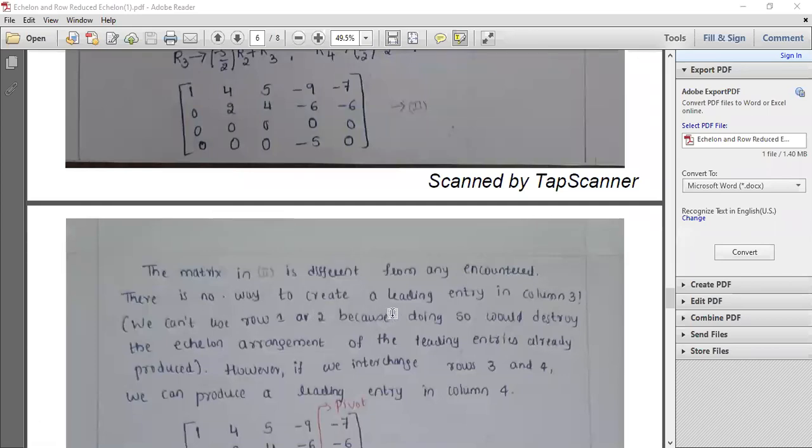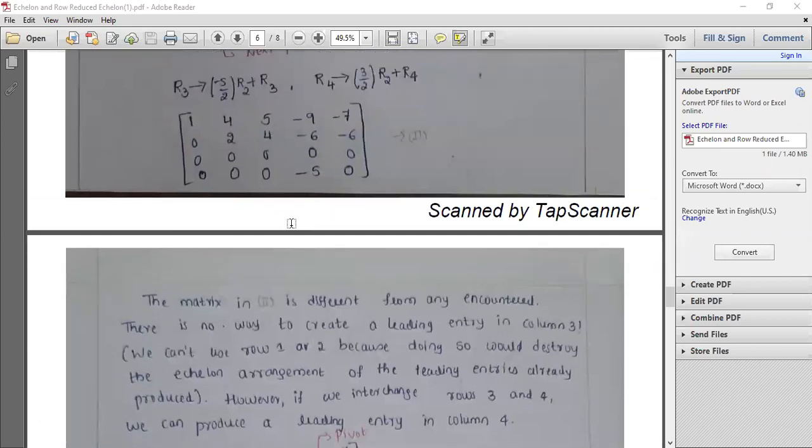So there is no way to create a leading entry in column 3. Do you think any leading entry is there in column 3? Here 0, here also 0. Is there a possibility that I can create any leading entry here? Here also 0, here also 0. So I can't go ahead. In this column I have no leading entry because of the presence of zeros.